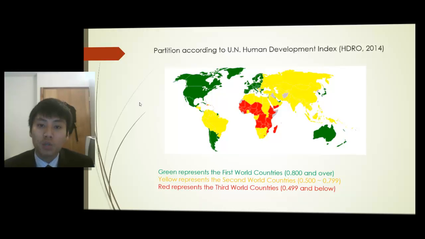Partition according to the UN Human Development Index. As we can see on the map, the green-colored countries all have 0.8 or over on the UN Human Development Index. The yellow-colored countries are the second world countries. They have 0.5 to 0.799 on the UN Human Development Index. And the rest of the countries, which are red-colored, have 0.499 or below on the UN Human Development Index.